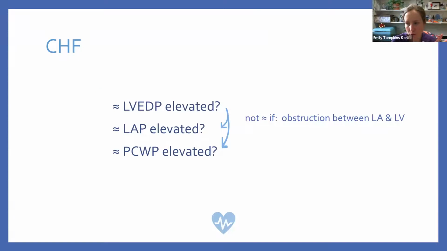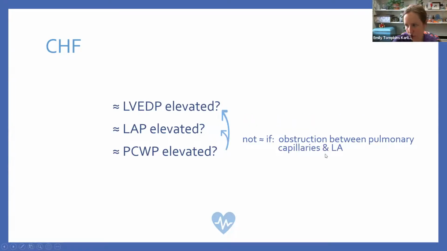Not always, just a reminder, it's not common, but if you have an obstruction in between the left atrium and the left ventricle, then your LV is sort of isolated from the left atrial pressure and the pulmonary capillary wedge pressure. So the LV won't equal the left atrial and pulmonary capillary wedge pressure anymore. Or if you have an obstruction between the pulmonary capillaries and the left atrium, then your pulmonary capillaries are sort of separated from the left atrium and LV end diastolic pressure, and the pulmonary capillaries won't equal those two.